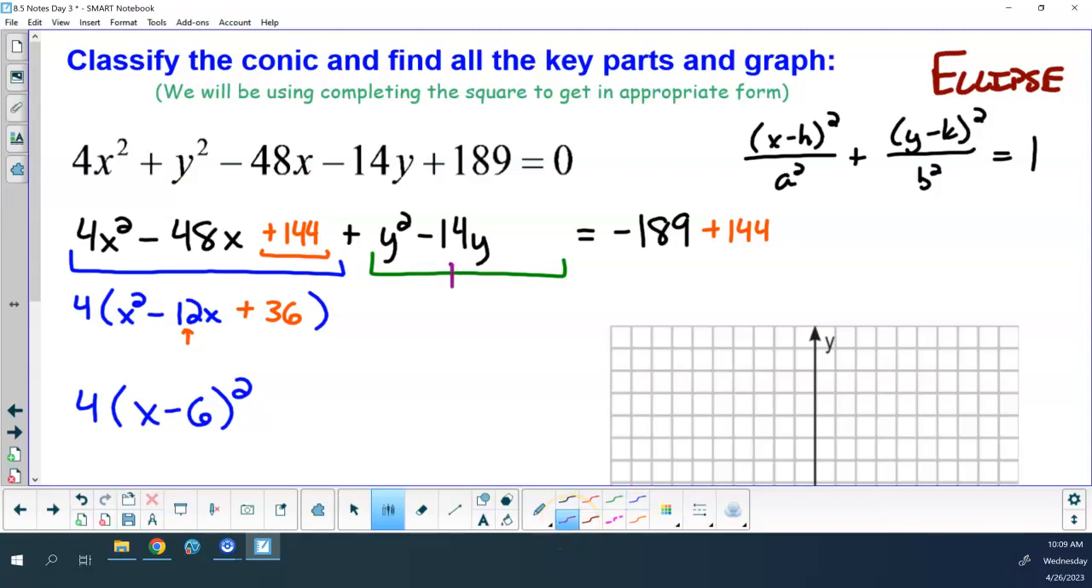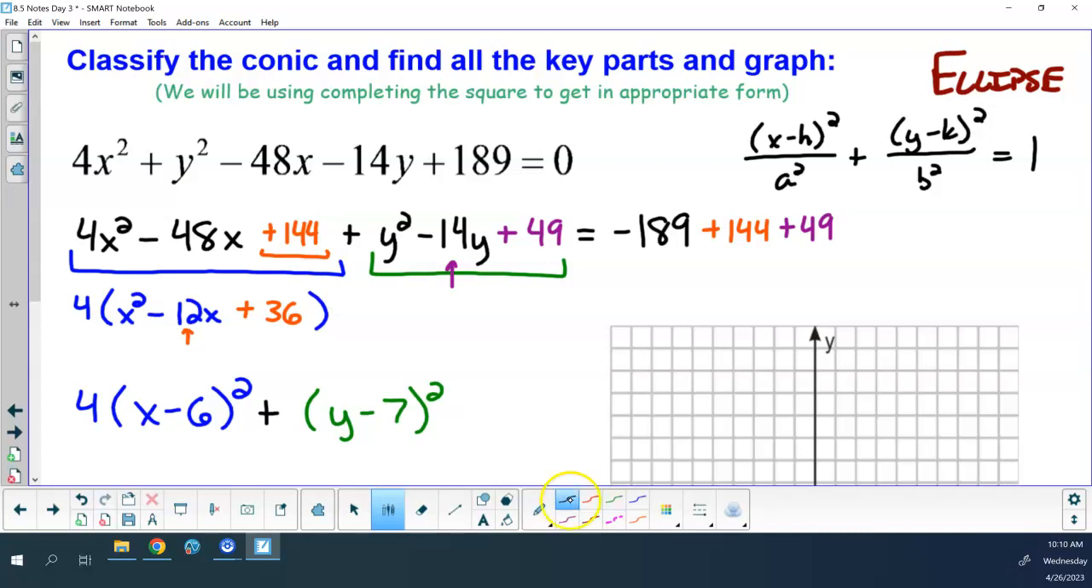Now I look at this number. Negative 14 divided by 2 is? Do what with negative 7? Square it. What is the square of negative 7? 49. But now what have I done? Unbalanced. So to rebalance, add 49 over there. This part right here becomes (y minus 7) quantity squared.